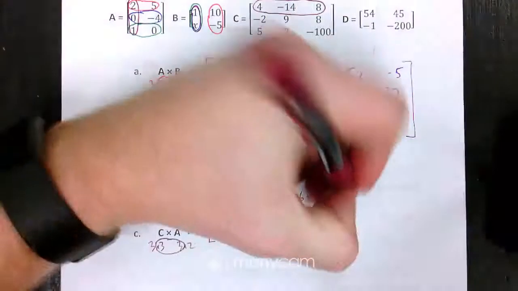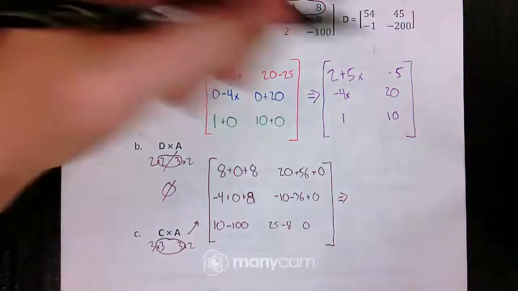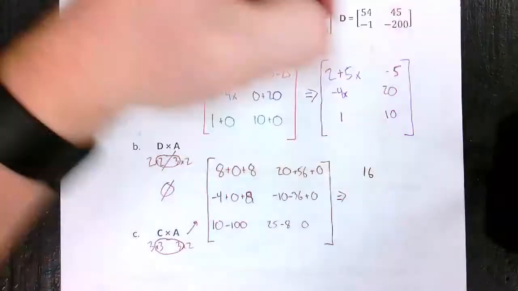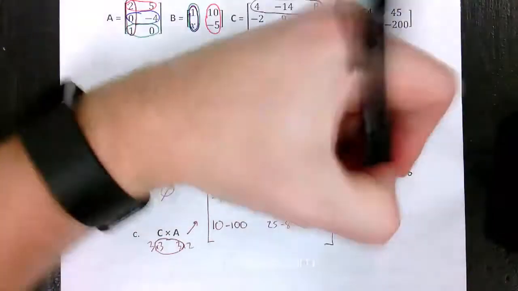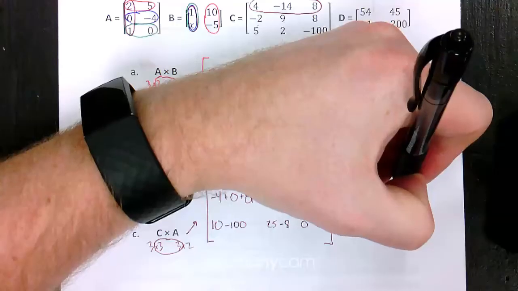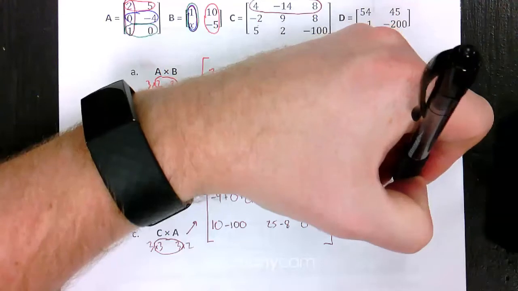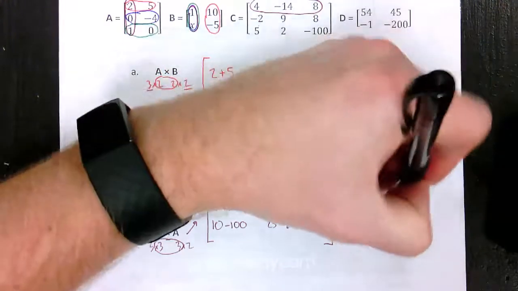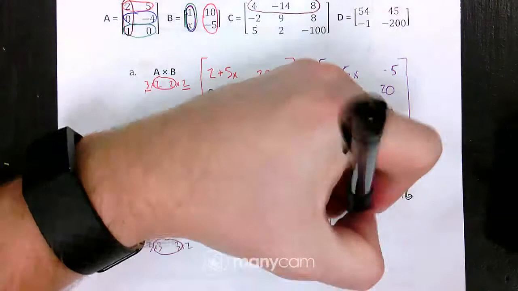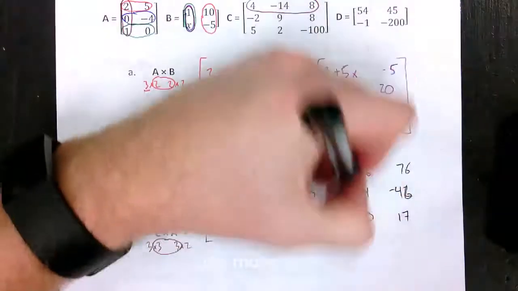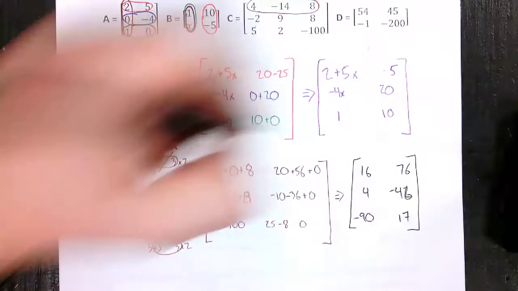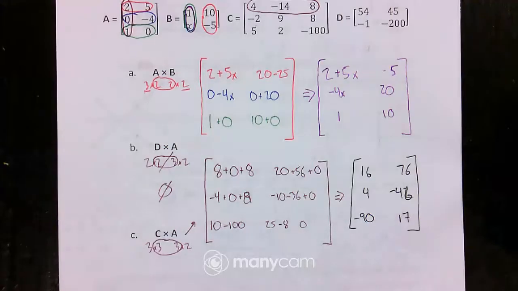Alright, all we gotta do is simplify. Just add them all up now. 16. 76. 4. Negative 26. No, 46, right. Negative 90. And 17. Game over. We did it, everybody.